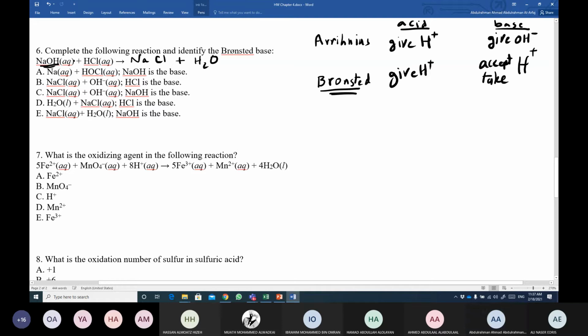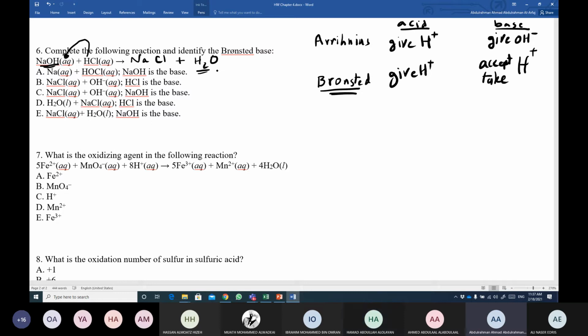Why? Because it takes H+. It took the H+ to make the water. Is this clear? So which one is the answer? Yes. Doctor, the displacement reaction only applies to metals, so it doesn't apply here.